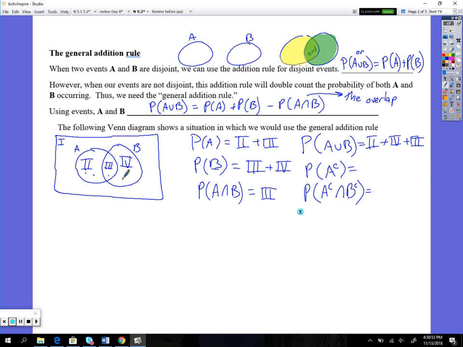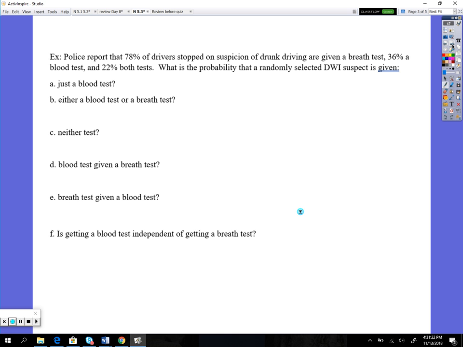The probability of the complement of A, so everything except A, that would be section 1 plus section 4. And then if I said, what is the probability of the complement of A and the complement of B, in other words, not A and not B, that would just be section 1. That's sort of our neither situation. Neither nor, sometimes you might see them written that way. So that's Venn diagrams, so let's take a look at how we put that problem into action.